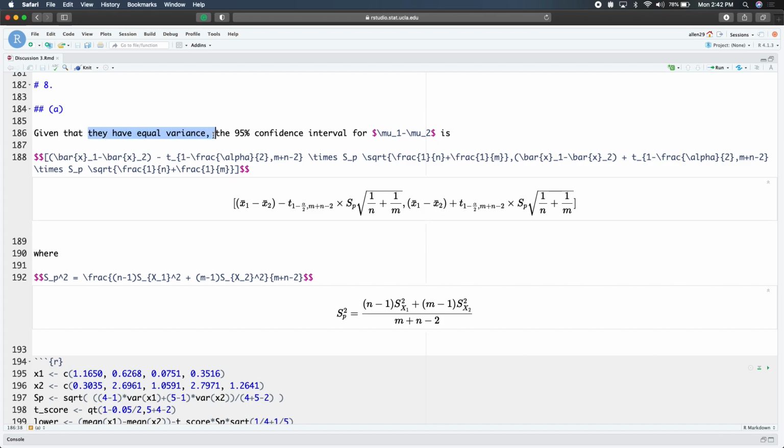Given that they are equal variance, the 95% confidence interval for the difference is just the difference in the sample averages plus and minus the t-score multiplied by the standard error of the difference, which is the pooled variance multiplied by some correction term, and then the pooled variance is this. Basically you are just applying the formula, and you can find all the formulas in the lecture slides.